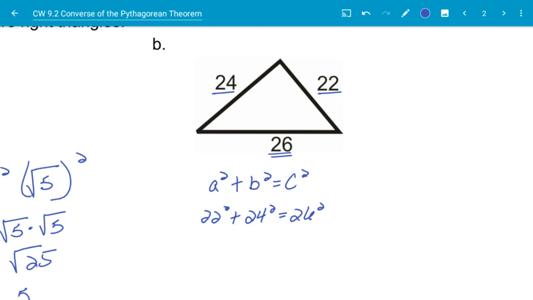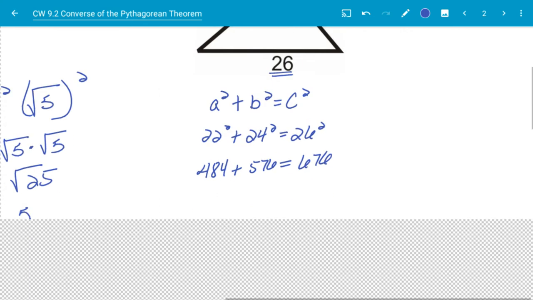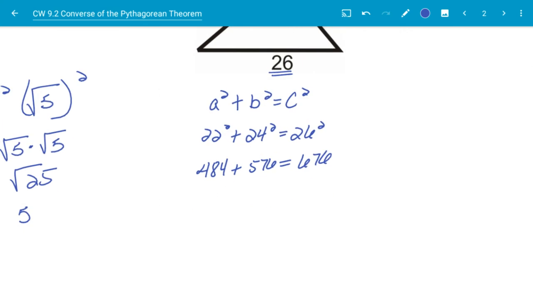So 22 squared is 484, plus 24 squared is 576, and 26 squared is 676. Well, when I add these together, 484 and 576, that is 1060. And that does not equal 676. So this is not a right triangle.